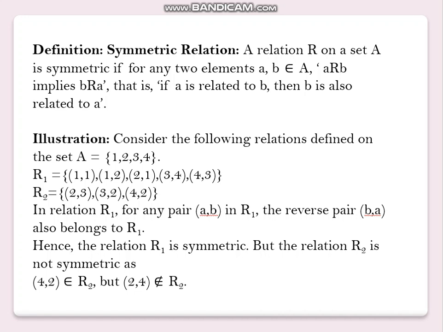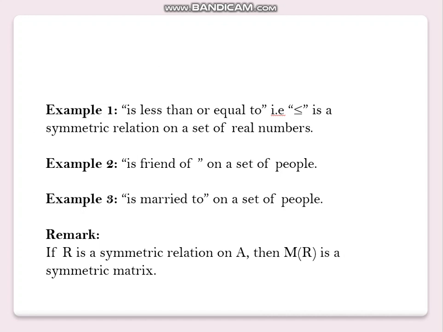Let us see a few more examples. The example 1, 'is less than or equal to', is an example of a symmetric relation. Since equality is there, we can also say that 2 is less than or equal to 3, or 3 is less than or equal to 4, or 4 is less than or equal to 3.